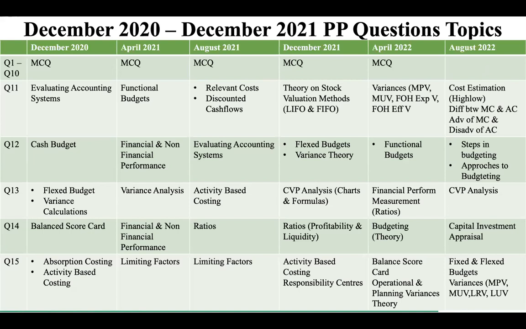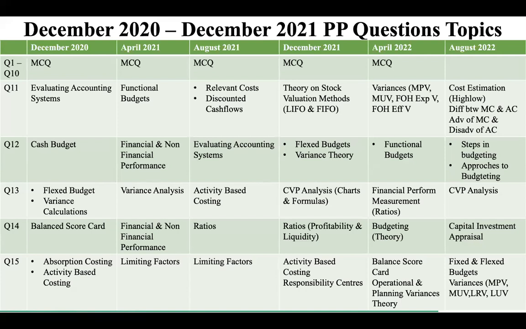So let's look at December 2020, for example. Section B, question number 11, the question was on evaluating accounting systems. Question number 12 was on cash budget. Question number 13 was on flexed budgets and variance calculations. Question 14 was on a balanced scorecard. Question number 15 was on absorption costing and also activity-based costing.